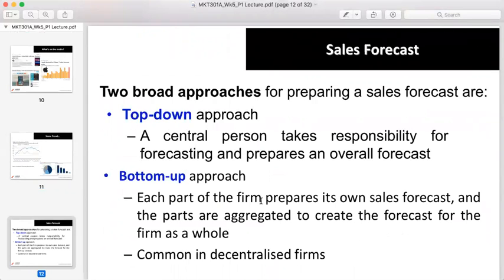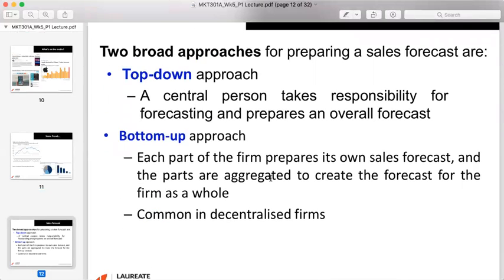That is actually the size of the total reward before we enter a new market. The next thing that we need to look at is the sales forecast. There are two approaches to forecasting in a broad sense. The first one is the top-down approach, where a central person takes responsibility for forecasting, and this person will do the forecast, and that will be adopted by the entire organization. The next one is the bottom-up approach, where each part of the firm prepares their own forecast, and someone will do the aggregate forecast to create a forecast for the entire organization.